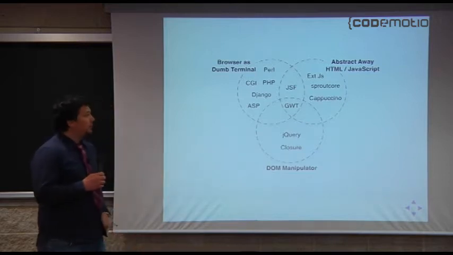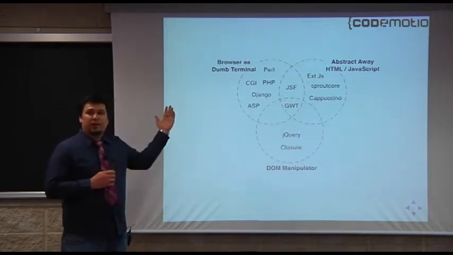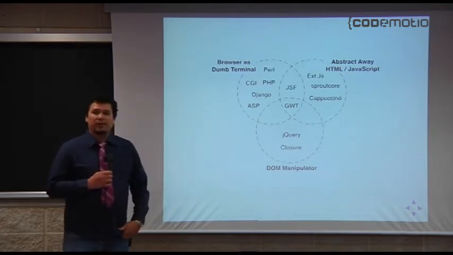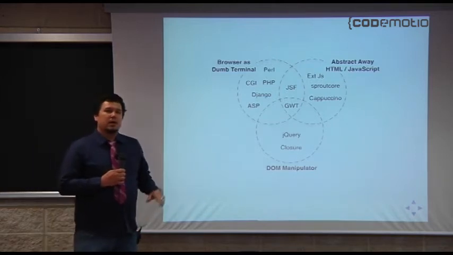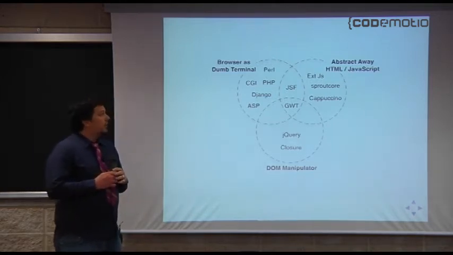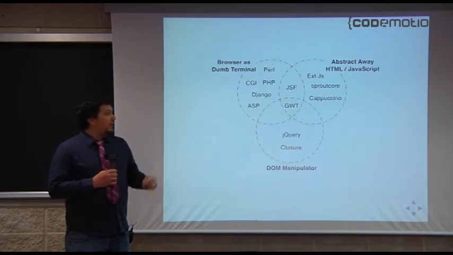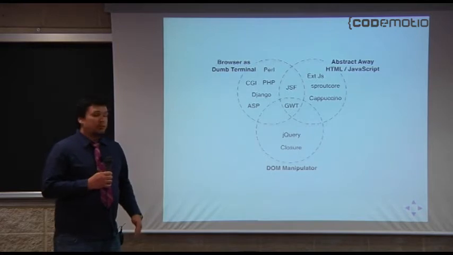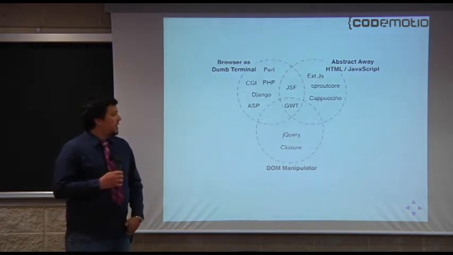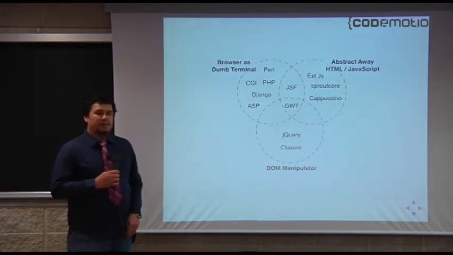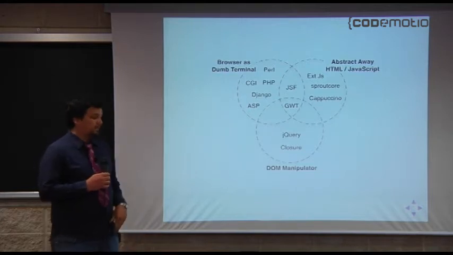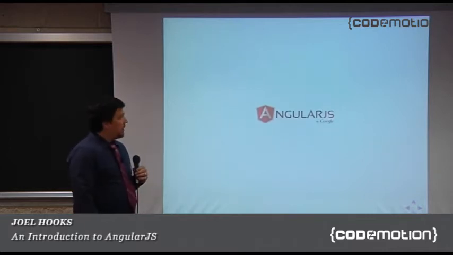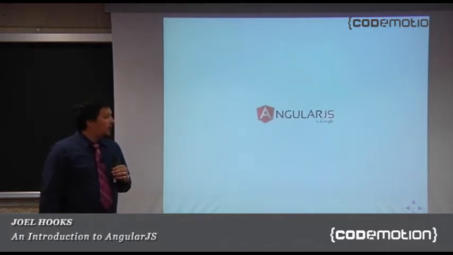So there have been lots of solutions. You have technologies that treat the browser as a dumb terminal. You have your Django, Rails, those sorts of things that are delivering fully rendered pages to the browser. You have some technologies that are trying to abstract that away, ExtJS, SproutCore, Cappuccino, other tech like that. And then you have these DOM manipulation technologies, like jQuery. And in comes AngularJS.